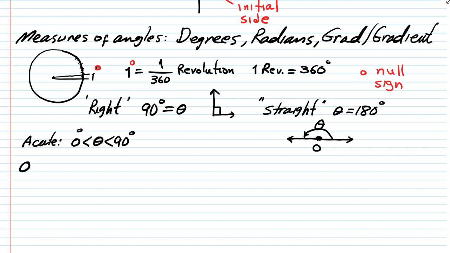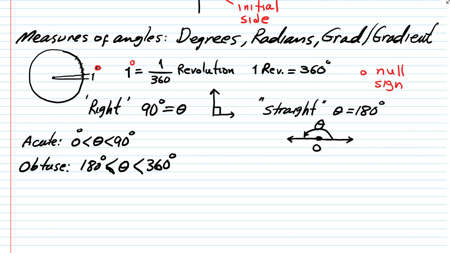And then we have angles that are obtuse. Obtuse angles are those that exceed 180 degrees, so they're beyond straight, and they stop just shy of 360 degrees. Okay, and there you have it. Just to label the angles here.